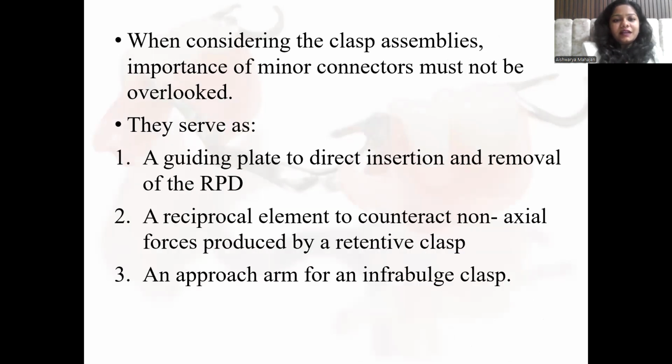When considering the clasp assemblies, the importance of the minor connector must not be overlooked, as it serves as, number one, a guiding plane to direct insertion and removal of the removable partial dentures. Second, a reciprocal element to counteract non-axial forces produced by the retentive clasp. And third, an approach arm of an infrabulge clasp.